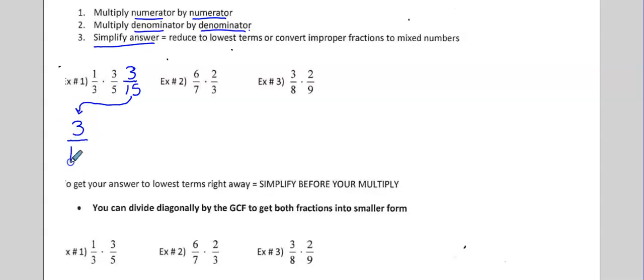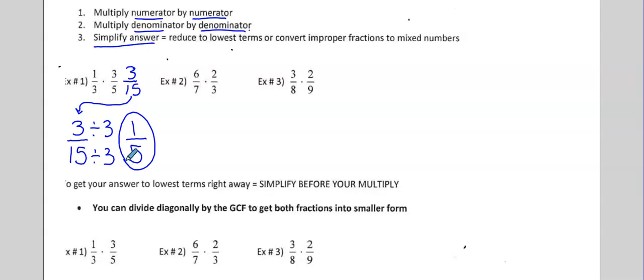And 3/15, I have to find a common factor for 3 and 15. When I simplify fractions, I find a common factor, as I always say. 3 divided by 3 and 15 divided by 3. 3 divided by 3 is 1, 15 divided by 3 is 5, and that would be my final answer.